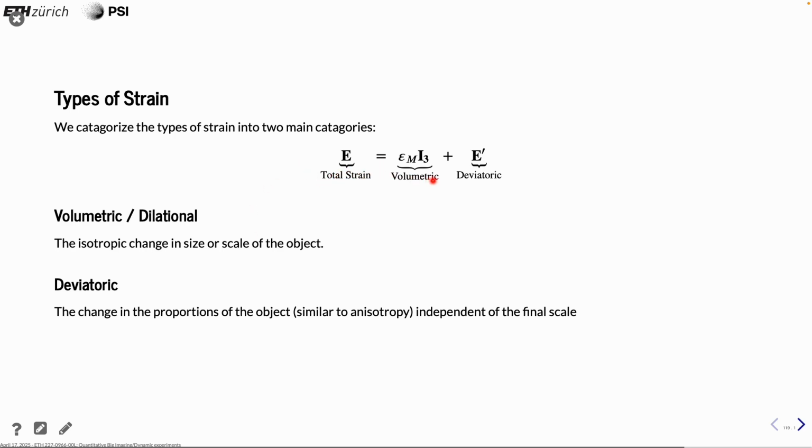So what kind of strain you have: the volumetric strain, and you have deviatoric strain. And in principle, the volumetric is a change of scale, and the other one is change of local deformation of the object.